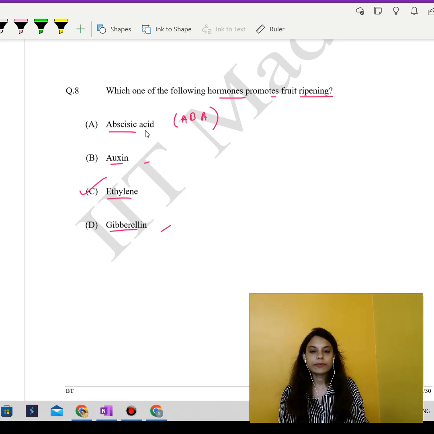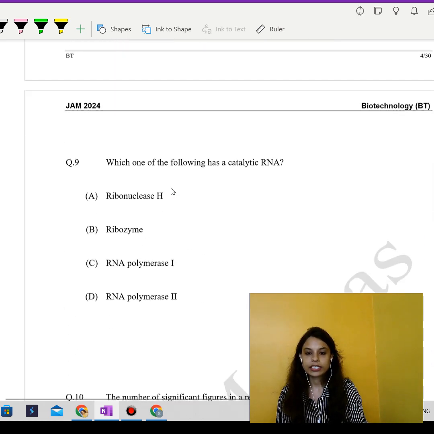Point-wise, let's discuss abscisic acid or ABA. This plays a very complex role in ripening, sometimes promoting ethylene production but also influencing stress responses and seed development. Coming to auxin, it is primarily involved in cell division, elongation, and growth, and not specifically in ripening. Hence, it's not the correct answer. Coming to gibberellin, it can stimulate fruit growth and development in some cases, but is generally not associated with ripening. Hence, we have got our answer. Let's move over to the next question.